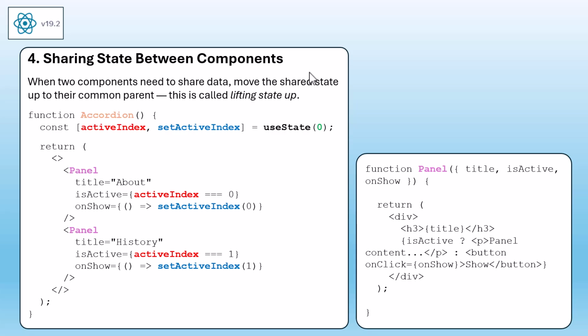Instead of each component keeping its own copy of the state, the parent component owns the state and passes the necessary data and event handlers down to the children through props. This approach ensures consistency and makes it easier to coordinate how components behave together. Lifting state up is one of the most common and powerful patterns you'll use when writing React applications.